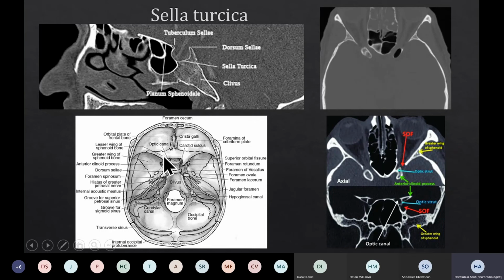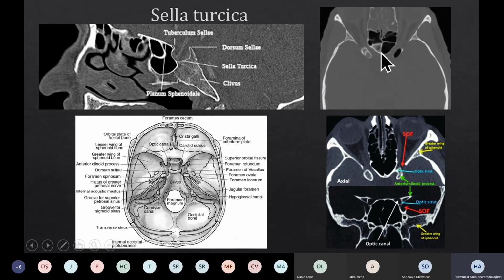But the structure we are interested in is this small piece of bone here, which is on either side of the tuberculum, which we don't see in the mid-sagittal plane, of course, because it's in the parasagittal plane. These are medial extensions of the lesser wing of sphenoid, and these are the anterior clinoid processes, which of course we see here on a CT scan.